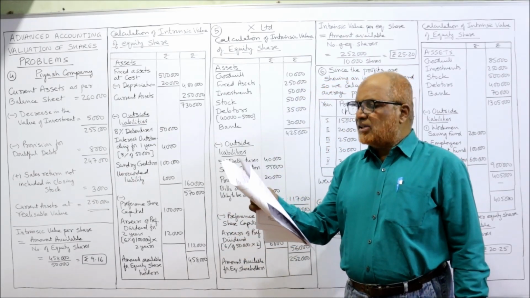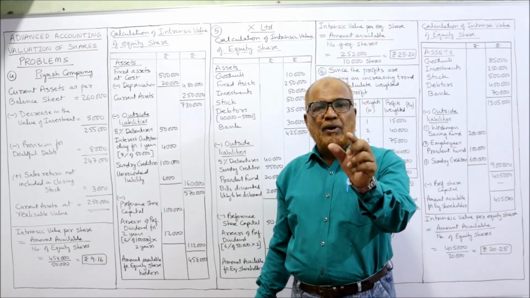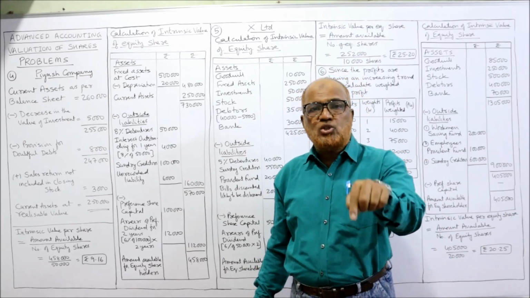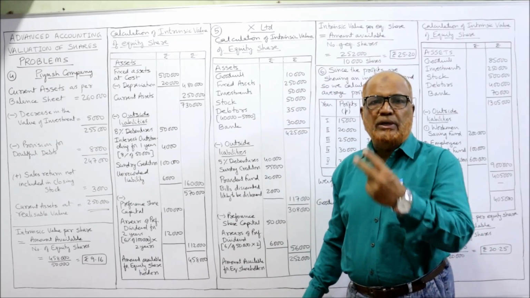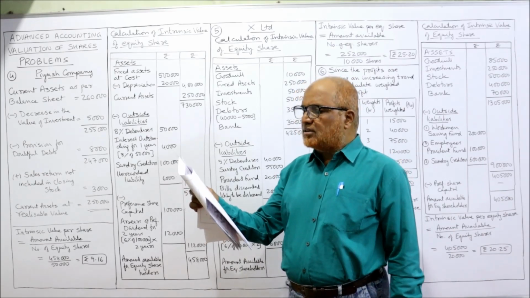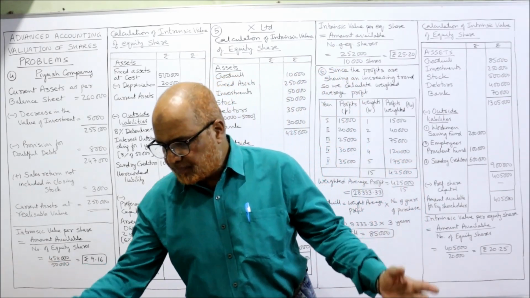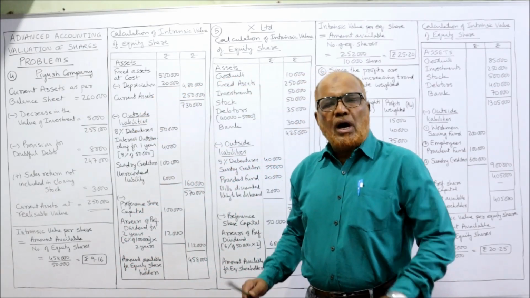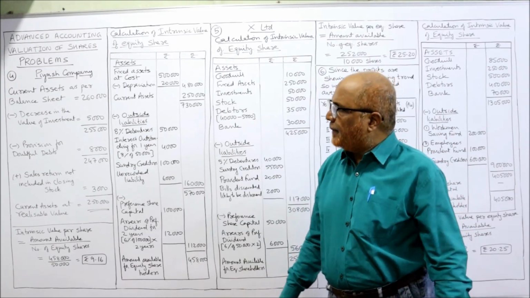And the preference dividend is in arrears for 2 years. We have to deduct the preference share capital and the arrears of preference dividend, the outstanding preference dividend for 2 years. That also will be deducted. Assuming that other assets are worth their book values, calculate the value of each equity share. That's all. So I have explained all the points. Now, how will the solution of this problem be?